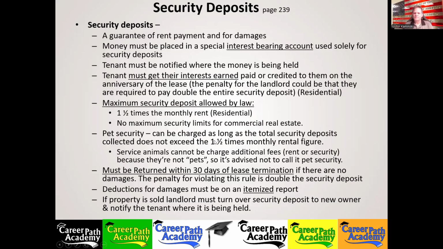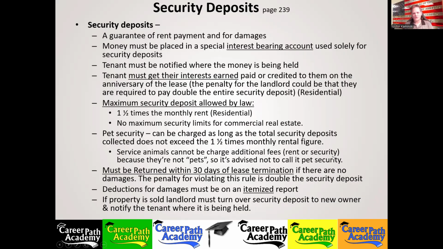Pet security can be charged as long as the total security deposit doesn't exceed 1.5 times the monthly rental figure. It doesn't matter how you label it. The maximum security allowed is 1.5 times the monthly rental figure. You can't charge additional security above that just because you call it something else. And remember, service animals cannot be charged additional fees for rent.